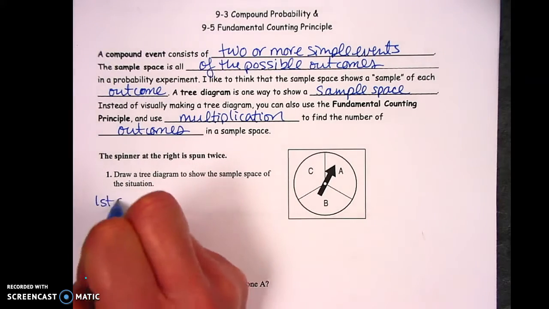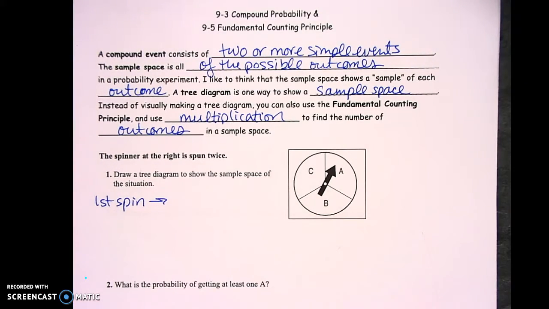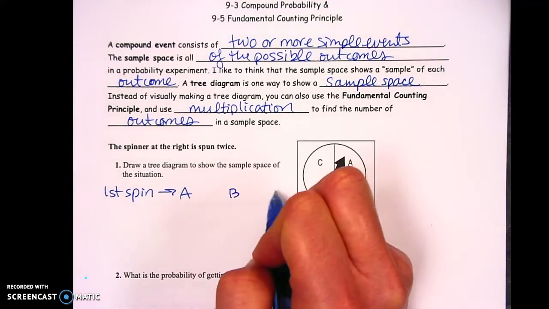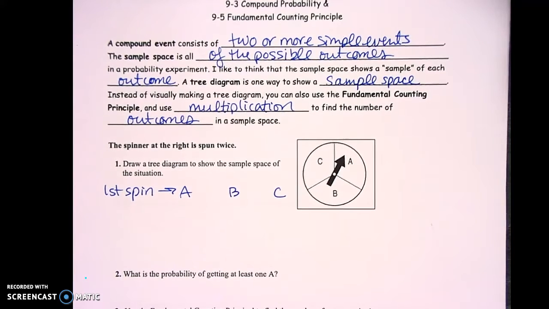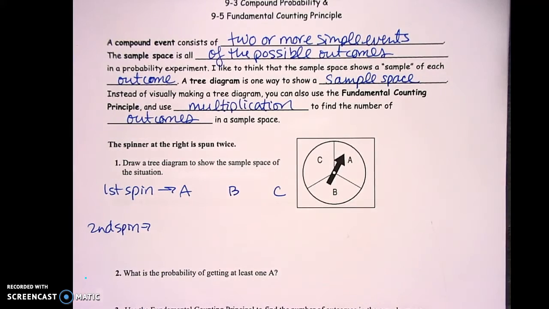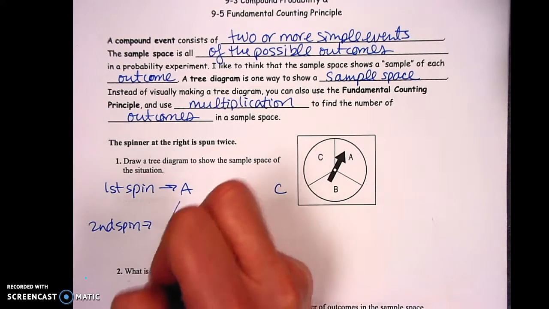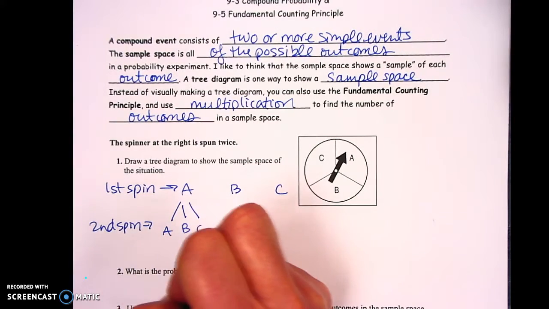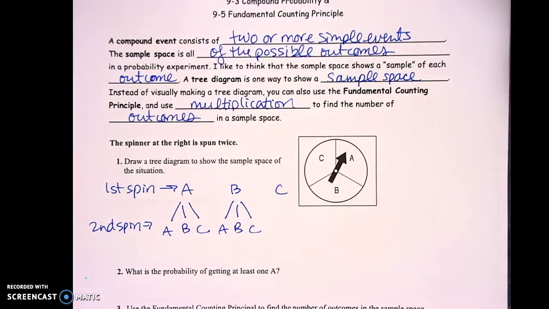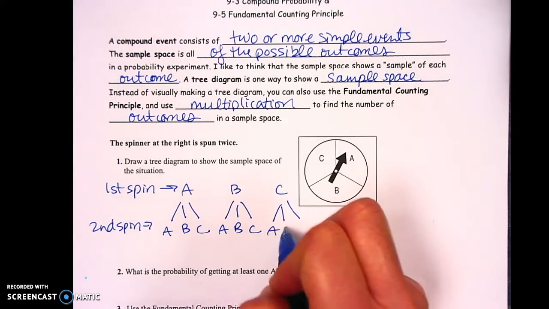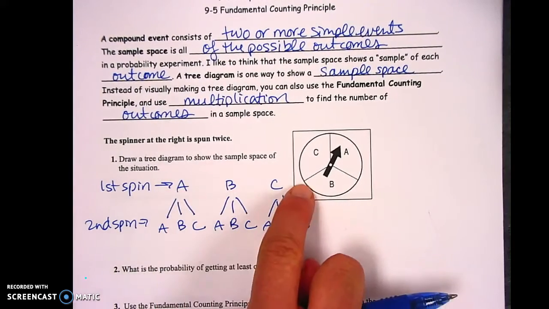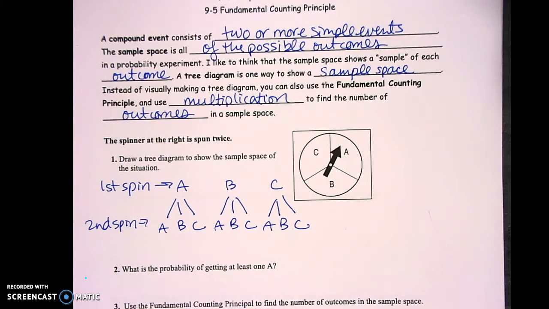So I'm going to write our first spin. What are all the possible things that could happen on our first spin? You could spin an A, you could spin a B, or you could spin a C. So 3 different things could happen. On your second spin, obviously all the same things could happen. So your first spin could have been an A. Your second spin could have been an A, a B, or a C. If your first spin was a B, you still could have gotten an A, B, or a C for your second spin. And the same for C. So we got to break it down. Our first spin, what are all the things that could happen? And on our second spin, what are all the things that could have happened?